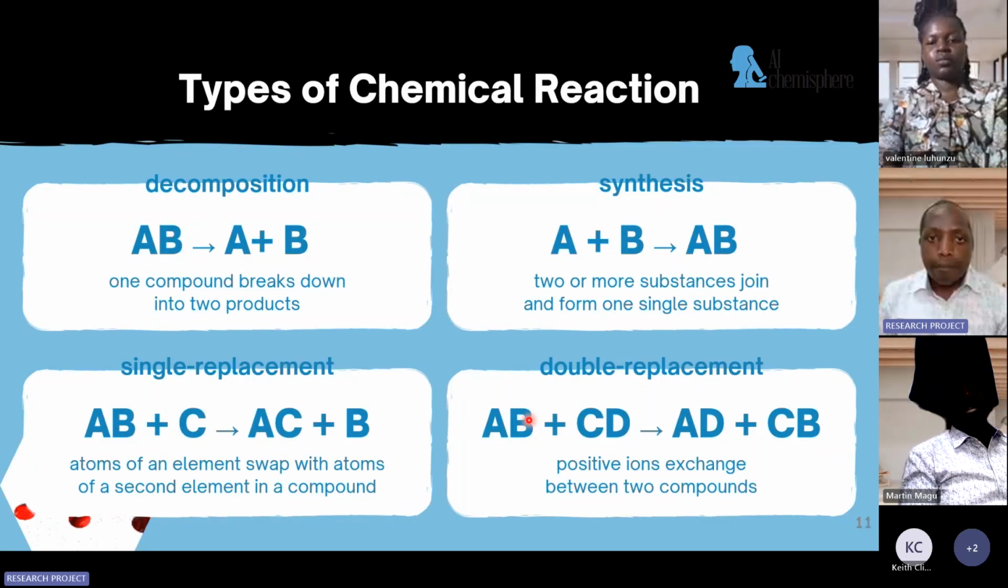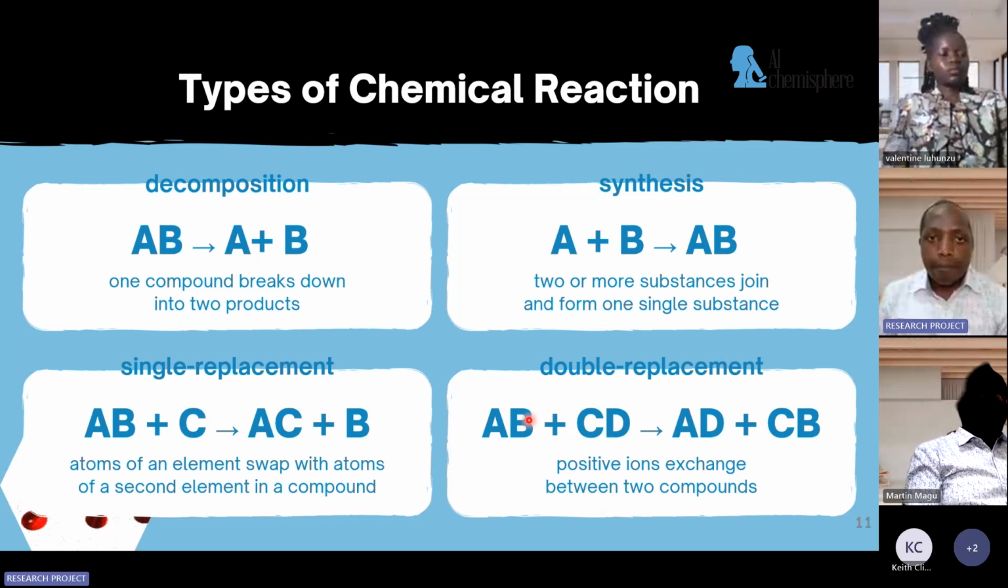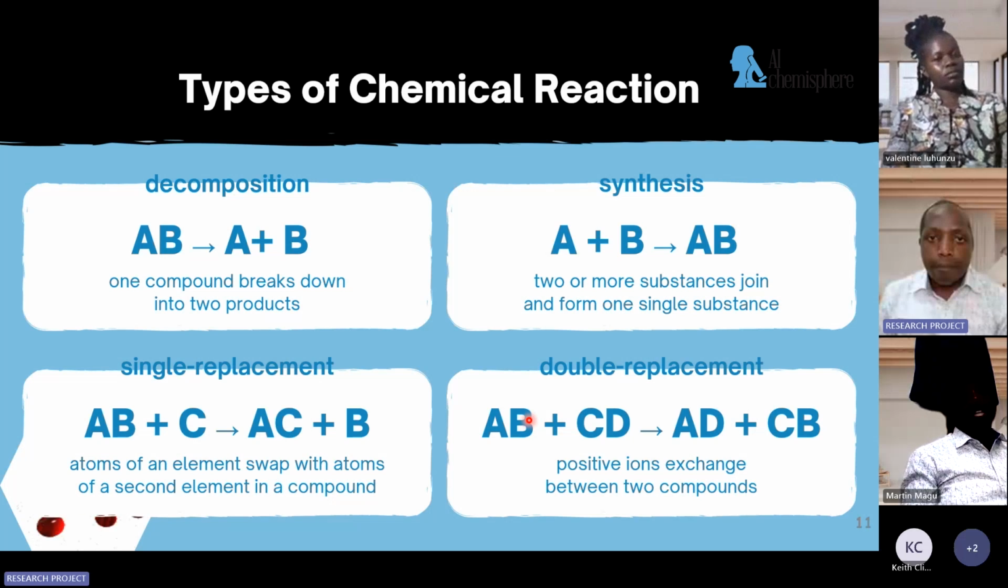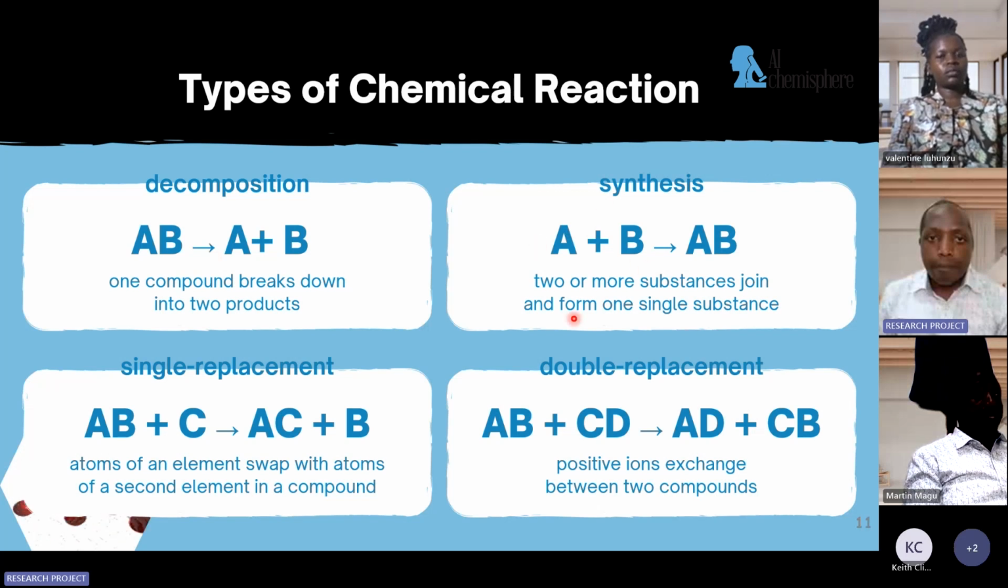There are different chemical reactions that can occur, such as decomposition, where a compound like AB breaks down into two products. We also have synthesis, which is the reverse of decomposition: you begin with independent substances combining to form a compound.